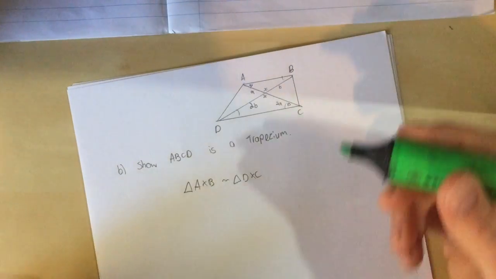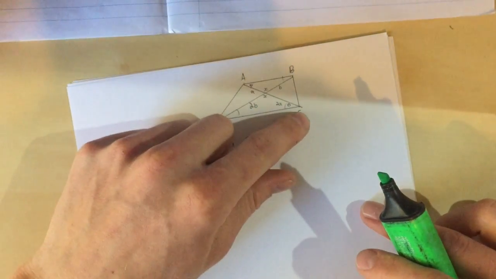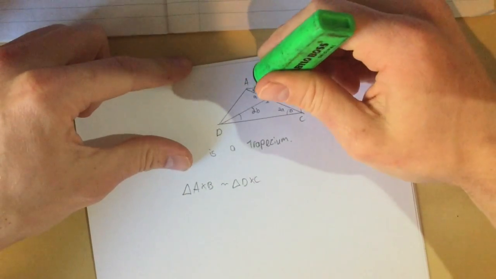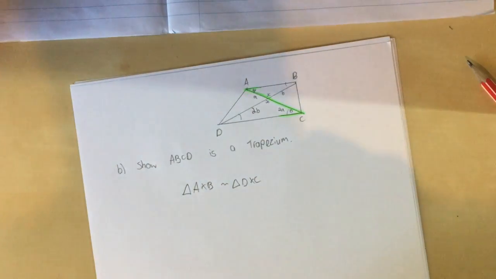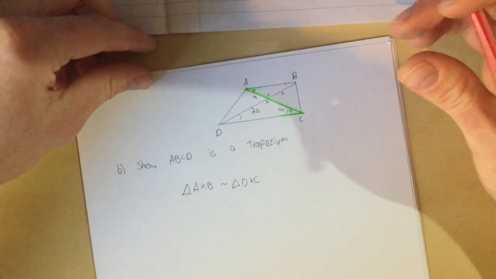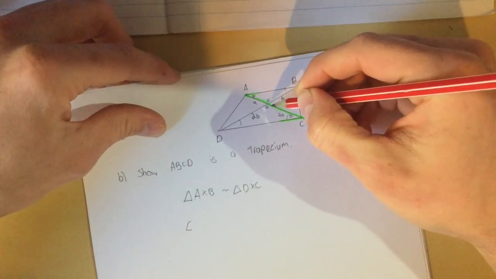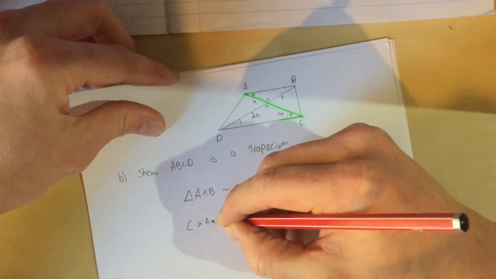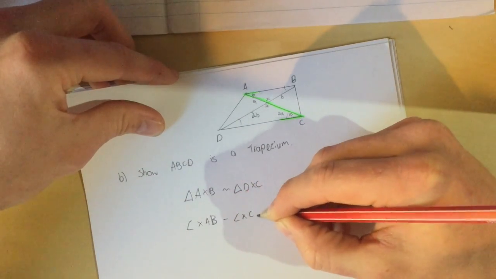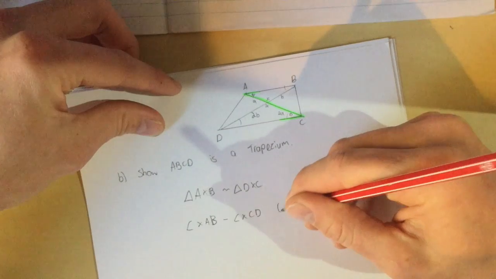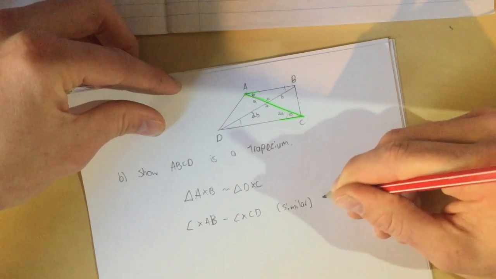So the Z rule shows that since the triangles run along the same horizontal line and they are similar triangles, then we can deduce that these two values here and here are going to be the same. So angle XAB is going to equal angle XCD. That's similar triangles and the Z rule.